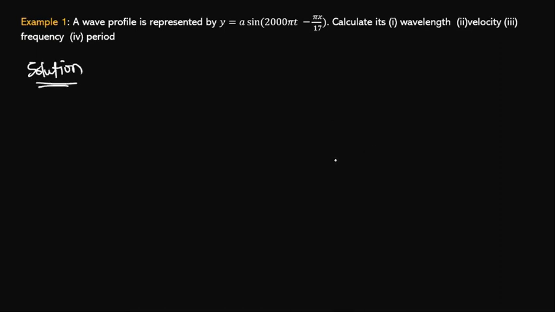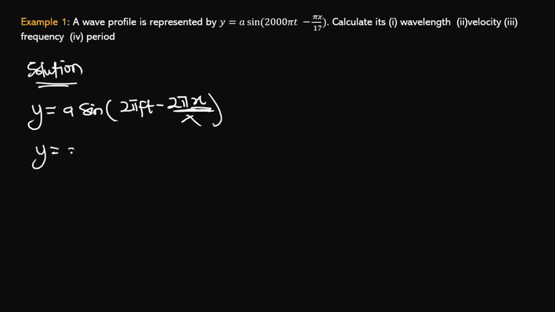First of all, let's write the general wave equation. The general wave equation we know is y equals A sine into bracket 2 pi ft minus 2 pi x, all on wavelength, or lambda. All right, so if we rewrite the wave equation that we have been given in the question, we have y equals A sine into bracket 2000 pi t minus pi x over 17.